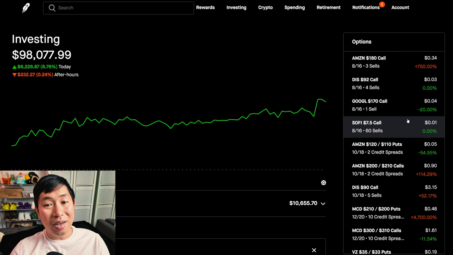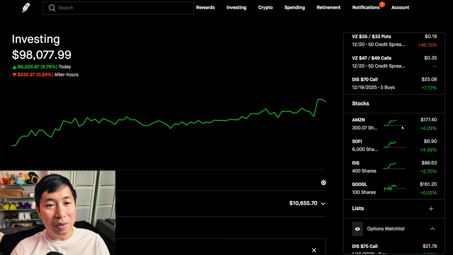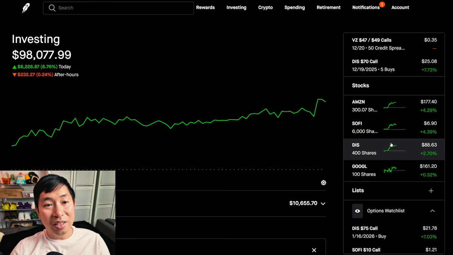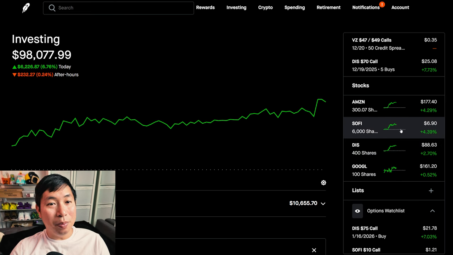SoFi, 7.5. Honestly, I think this can go either way. I know it's only priced at 1 cent right now, so people aren't confident that it's going to go above 7.5, but I've seen SoFi jump up a whole bunch in a single day before, so I think it could go either way also for this one. But right now, SoFi is below 7.5. It's at $6.90.